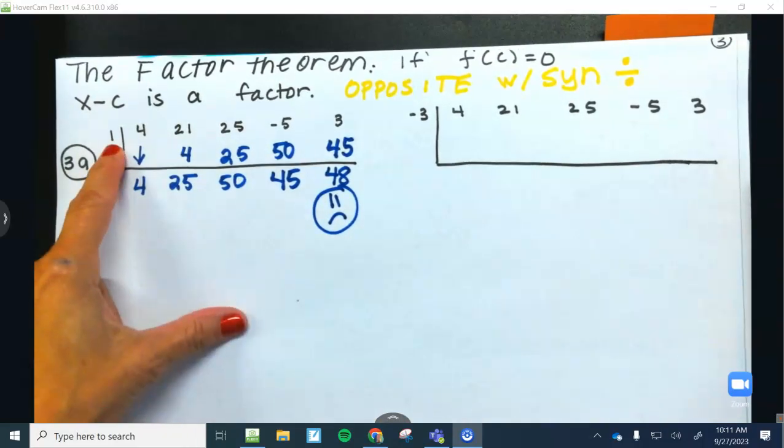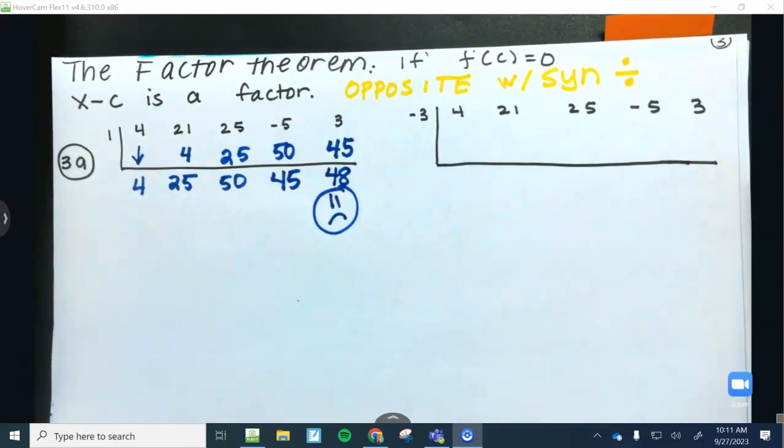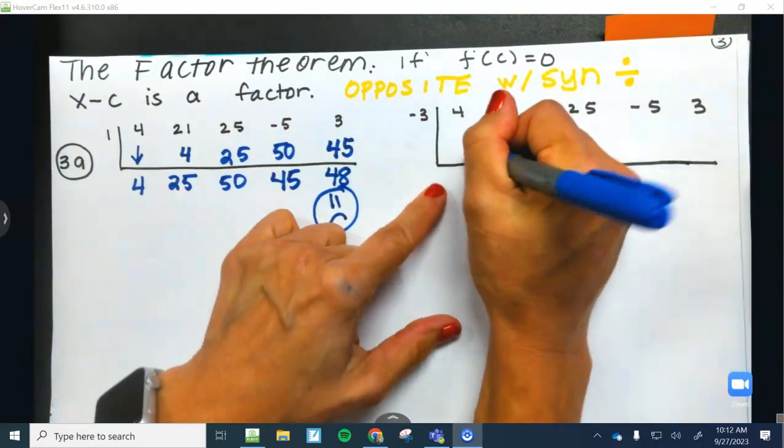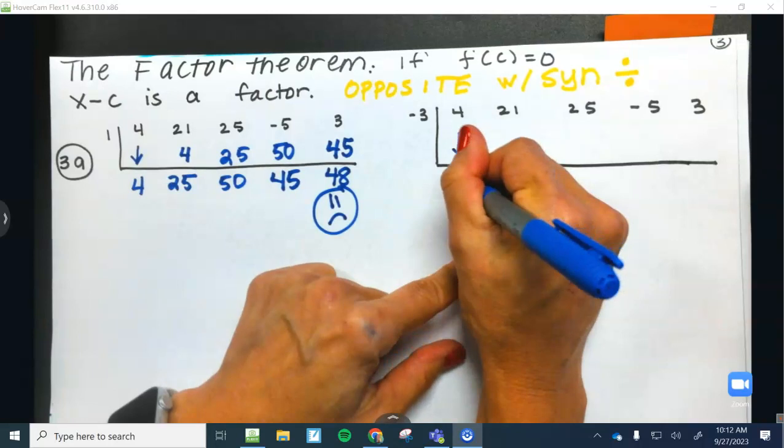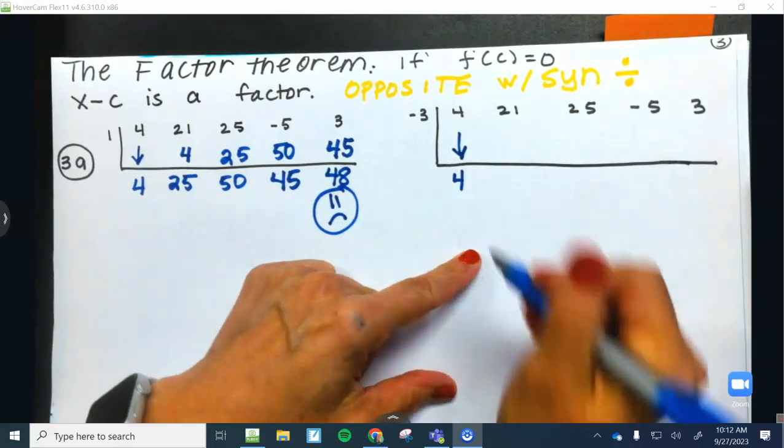But 148 is on the graph. That's what that means. But it's not a factor. And remember, we are in the business of finding factors. Let me try this one. Let's try all over again, guys. Bring down your 4. Work through your stuff.